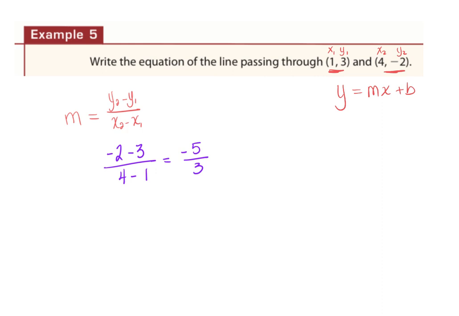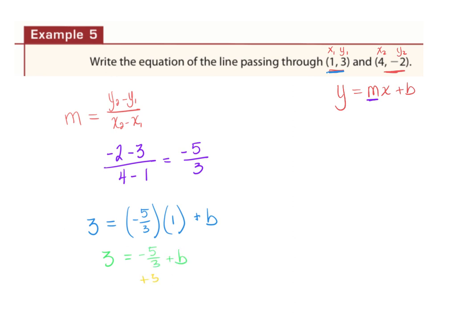Now I need to actually solve for the b. So I have the m part. I solved for that. I'm done with that piece. But I need to solve for b. I can use either point to solve for b. It doesn't matter. Whichever one's easier for you to use, you may use. And so if I choose to use this first one, I would say y, well, that's a 3, equals m, which I just solved for, negative 5/3, times x. In this case, x is 1, plus b. All right, and then I'm just going to solve. 3 equals negative 5/3 plus b.